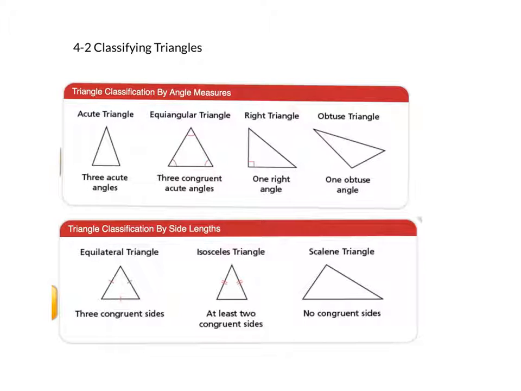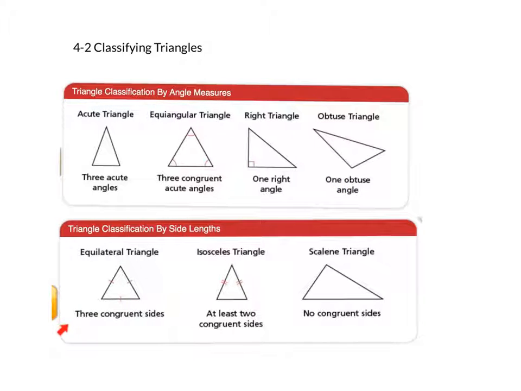You guys usually know these. An acute triangle will have all three angles being acute, and an equiangular triangle, all three angles are congruent. I don't know if you've heard equiangular before. It's usually with equilateral. We know that those three angles are 60 degrees, but we call it equiangular in geometry. A right triangle will have one right angle. An obtuse triangle will have one obtuse angle.